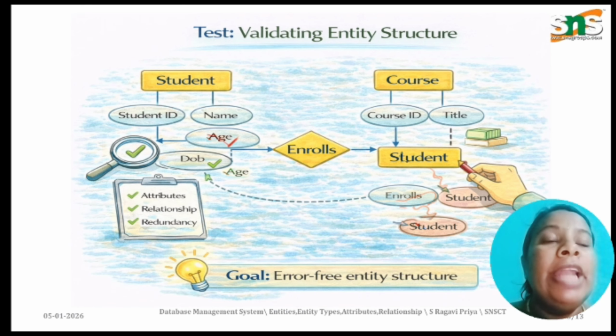So test, validating entity structure. Consider this example. We have a student entity and a course entity. The student entity consists of several attributes such as student ID, name, age, date of birth. Then the course entity consists of course ID and title. Then the common relationship is enrolls. So a student enrolls in a course.